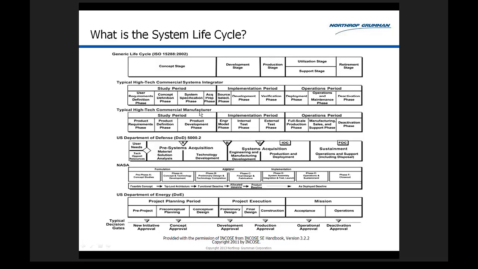So you have a commercial integrator and commercial manufacturer. They have their different phase or stage names. Here's the U.S. Department of Defense, and they still use the word phase: user needs phase, material solution, pre-acquisition, their milestones, the system acquisition, sustainment, and so forth. Here we have NASA's life cycle and Department of Energy. Now the bottom group here, typical decision gates, is kind of a summation of all the above: new initiative, concept, development, production, operational, and deactivation approval. So there's kind of an overview of all the life cycle stages of the system. And this is the way the world's going, 15288.